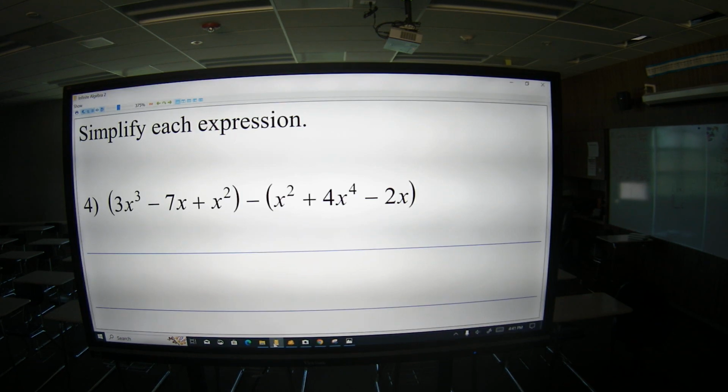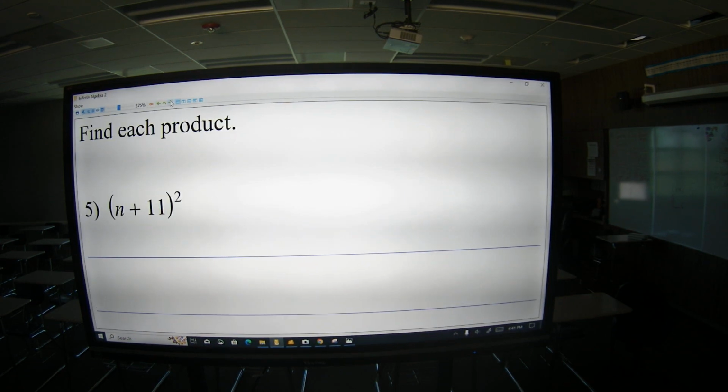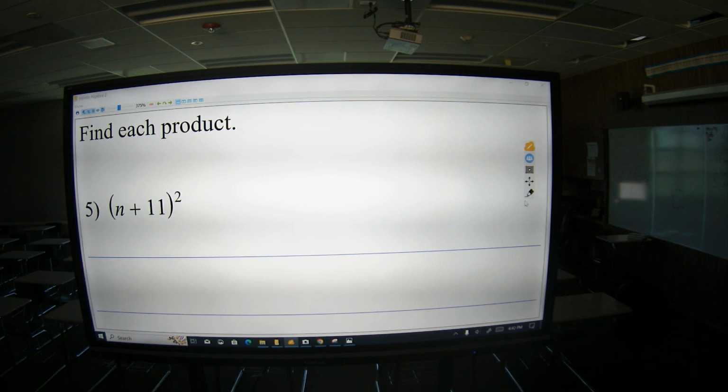The next topic that we have to address is finding products, so multiplying out polynomials, or in this case, we have a binomial. And you can see we'll be practicing some of that language. So in this case, we have to find the product, and I'm hoping you understand the word product. The product of two numbers is what we get when we multiply.